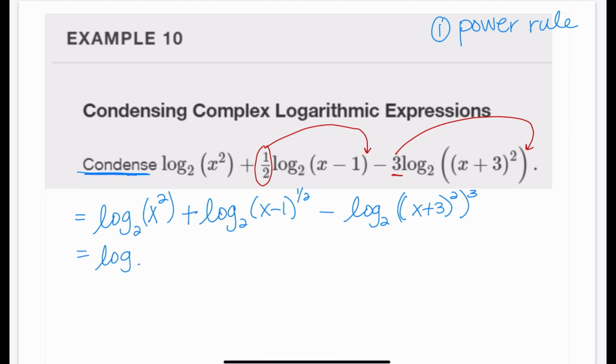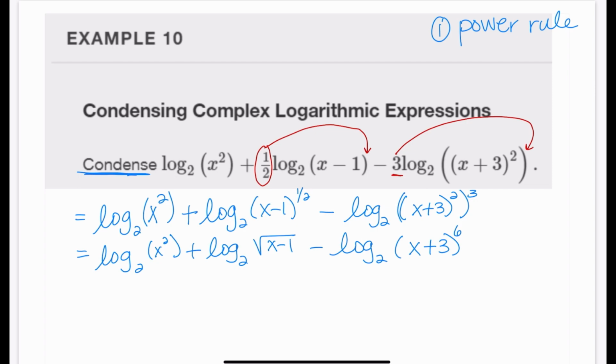This is the log base 2 of x squared plus the log base 2 of the square root of x minus 1 minus the log base 2. Remember, by the rules of exponents, a power to a power, you multiply the powers. So that is the log base 2 of x plus 3 to the 6th power. So that is just applying the power rule.